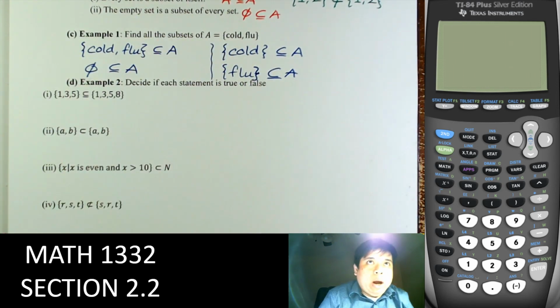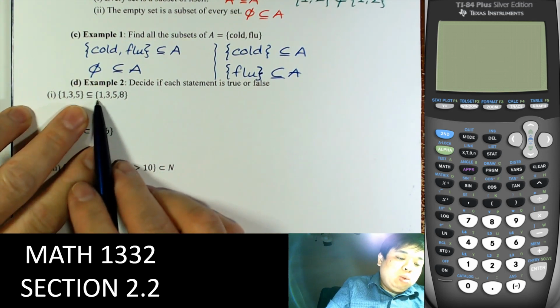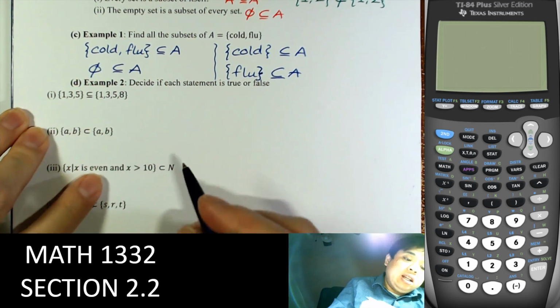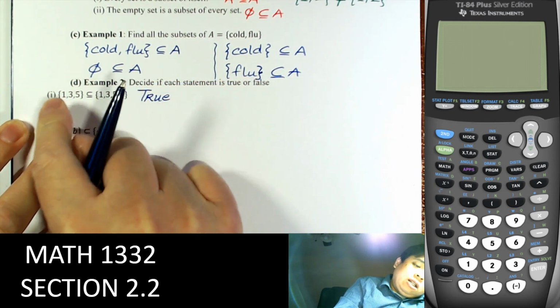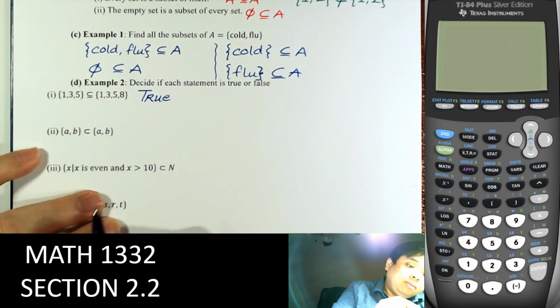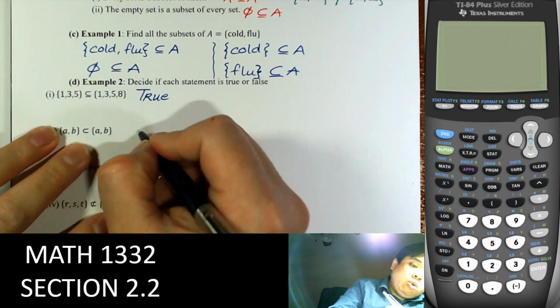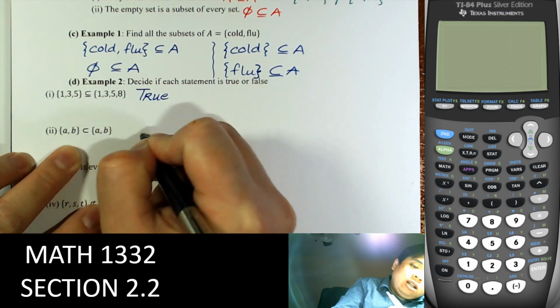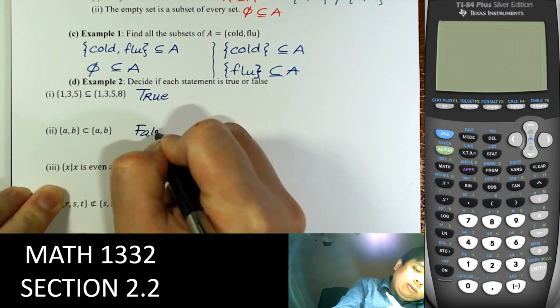Now, decide if the statement is true or false. We have a few examples here. {1, 3, 5} is a subset of {1, 3, 5, 8}. So this is true, because each element here belongs to that set. Next, {A, B} is equal to {A, B}, but the symbol is proper subset, so this one is false. If they had the equal sign, it would be true, but since there's none, it is false.